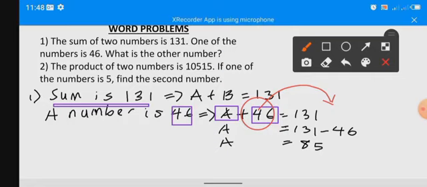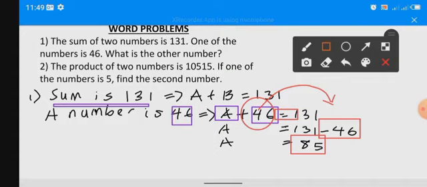Now when you move plus 46 to the right hand side, whenever a number crosses this equal sign, the sign will change. So if it is plus, the sign will change to minus. If it is minus, the sign will change to plus. Now plus 46 will come here and become minus 46. When you do that, you get 85. So that implies that the other number is 85.